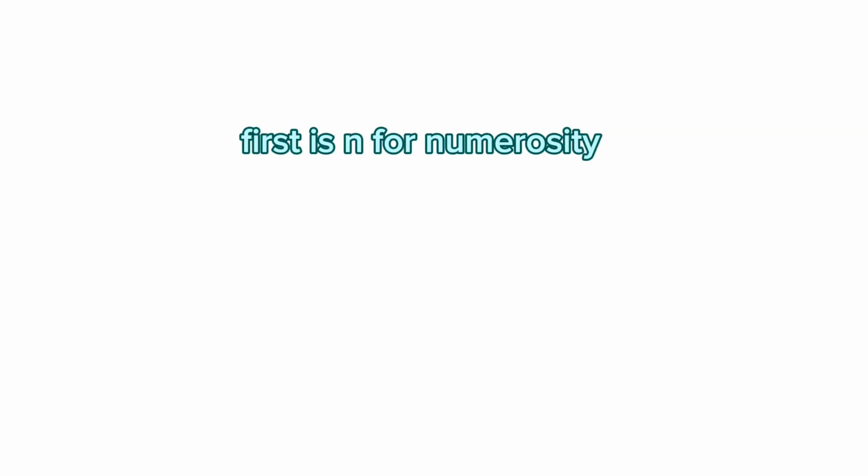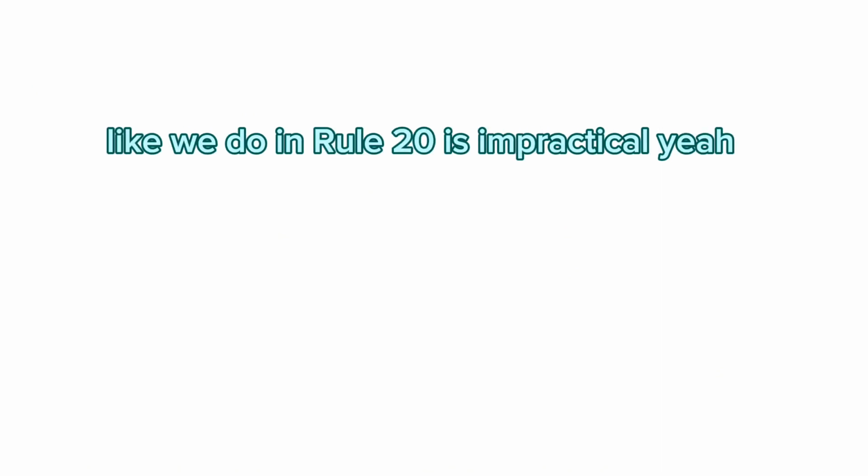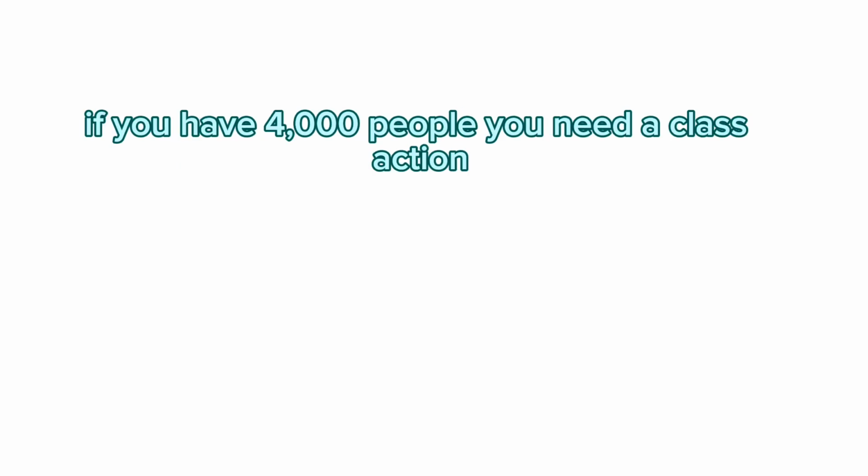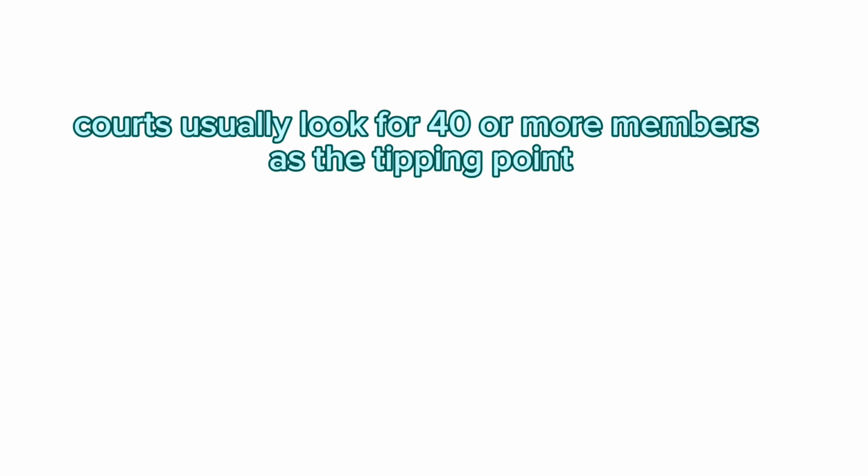Okay, first is N for numerosity. Which just means the class is so large that joining them all individually, like we do in Rule 20, is impracticable. You know, if you have 20 people, you can probably just join them. If you have 4,000 people, you need a class action. As a rule of thumb, courts usually look for 40 or more members as the tipping point.